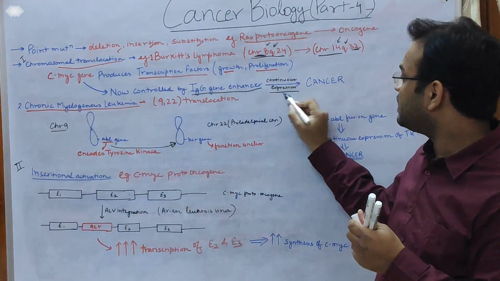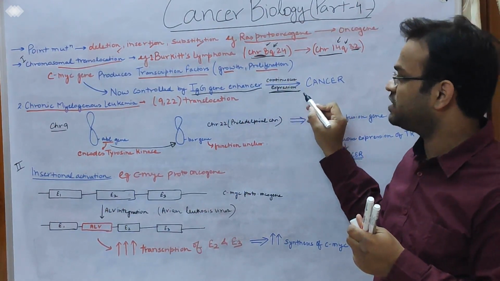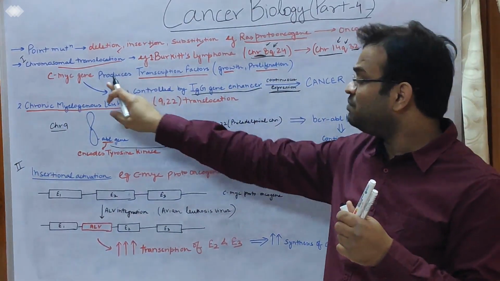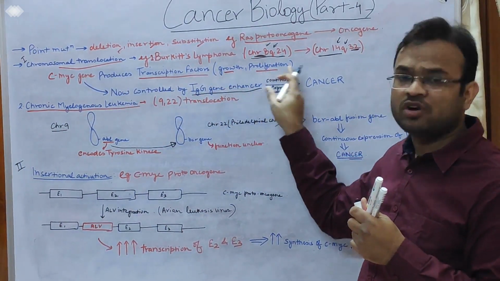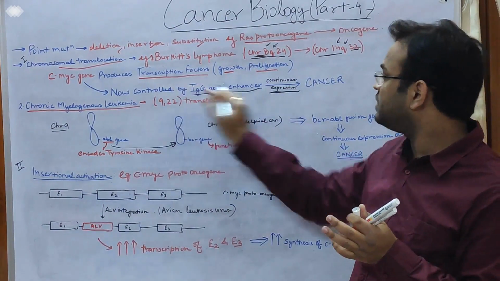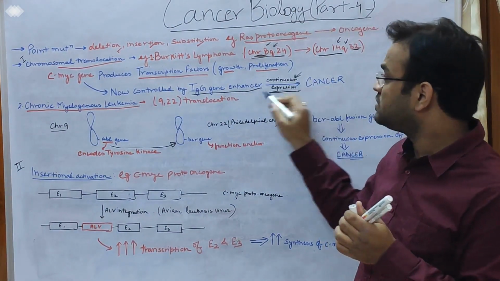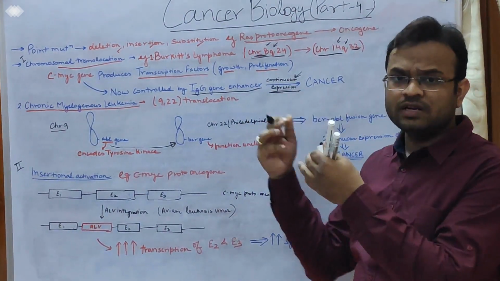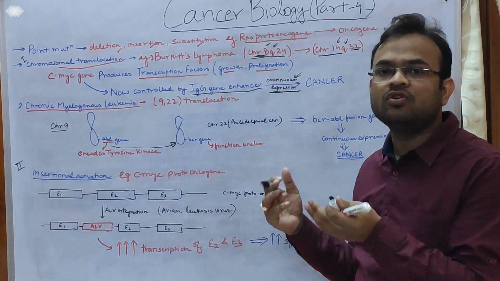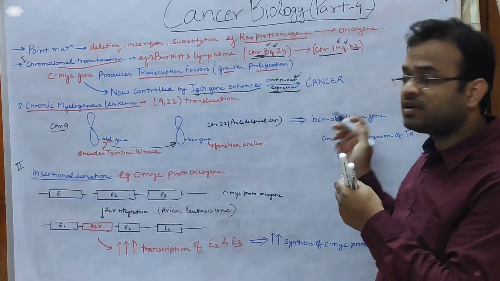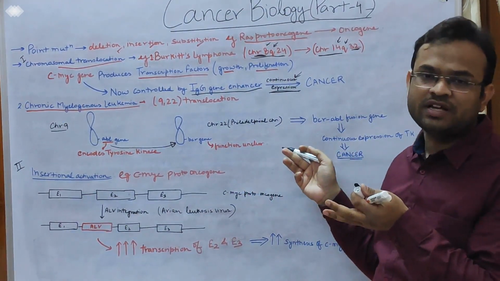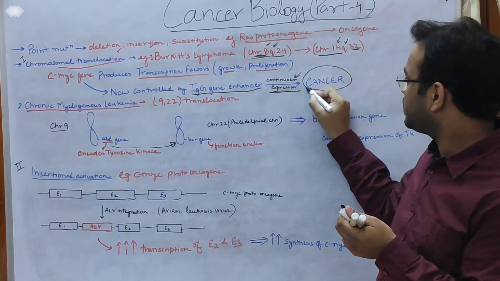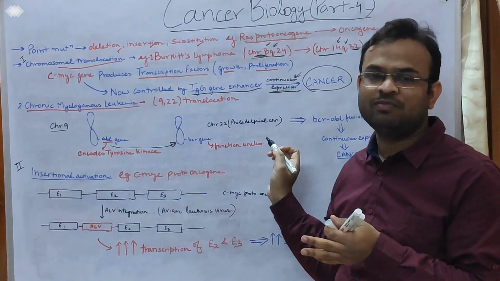Therefore, I have written here continuous expression. Now, if you see here that the c-MYC gene is responsible for growth and proliferation of the cell, if continuous expression of c-MYC gene occurs, then what will happen? The cell will go on dividing, the cell will go on proliferating. And what happens when the cell goes on proliferating? Uncontrolled proliferation, it leads to cancer. Okay, so this is the example of Burkitt's lymphoma.